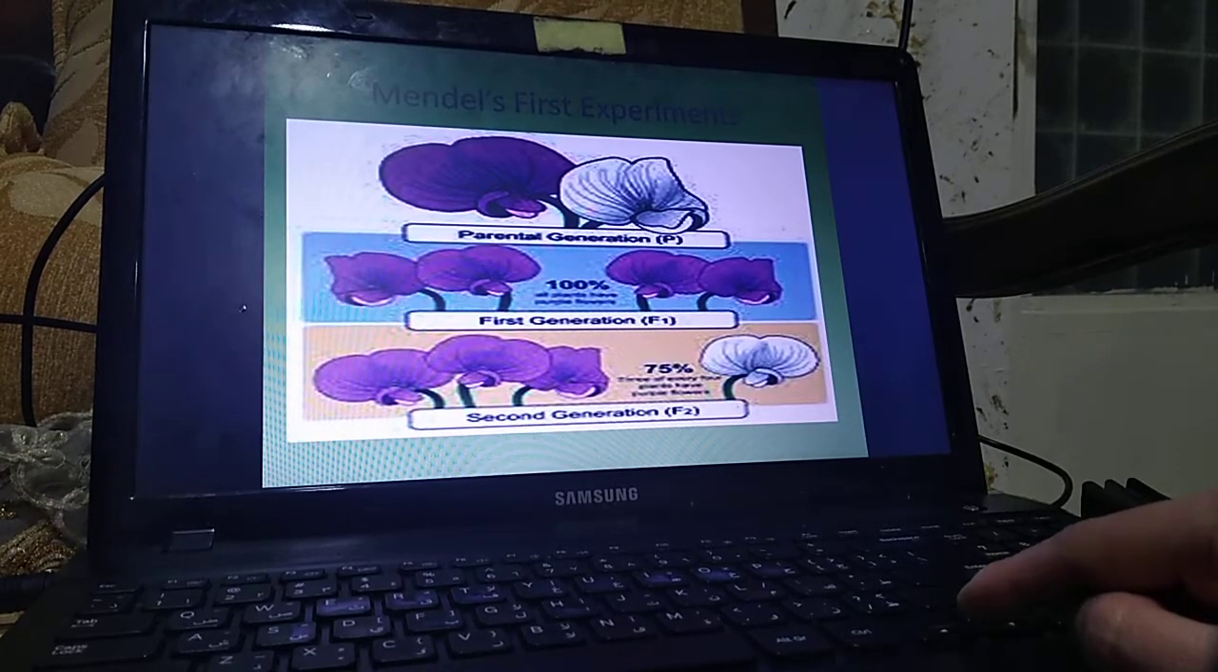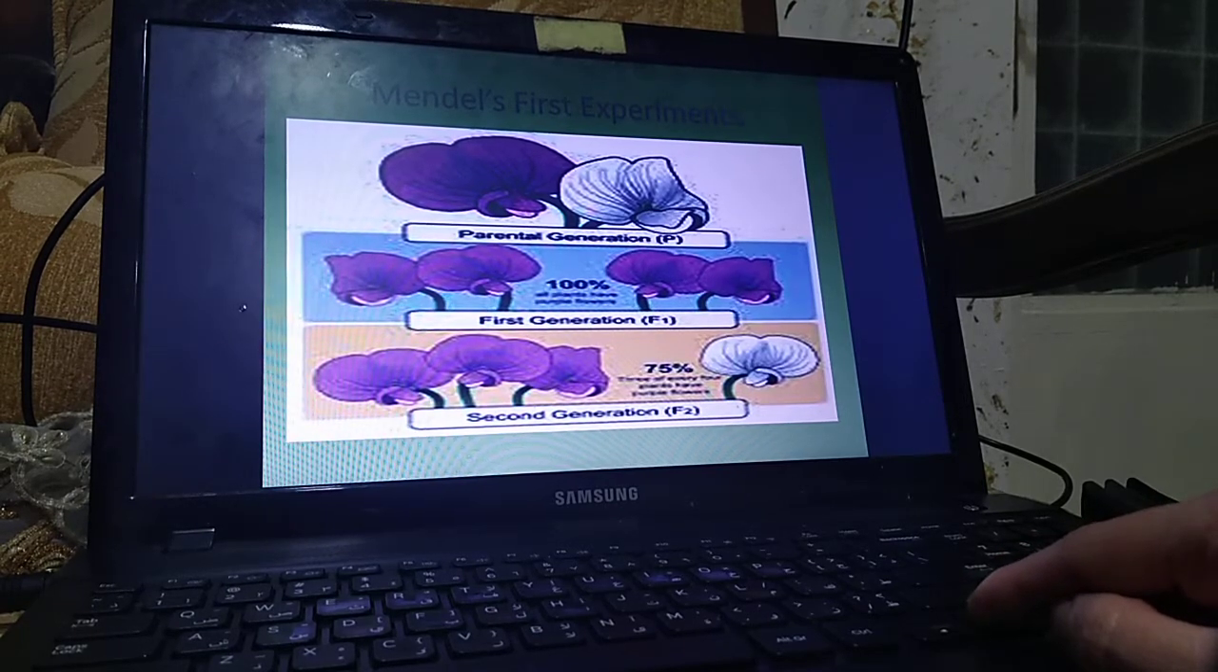So where did the white trait go? Did it disappear? What could hide it? What exactly hid it? The other color. So the purple color, the purple color is stronger than the white color. This is why the white color disappeared.